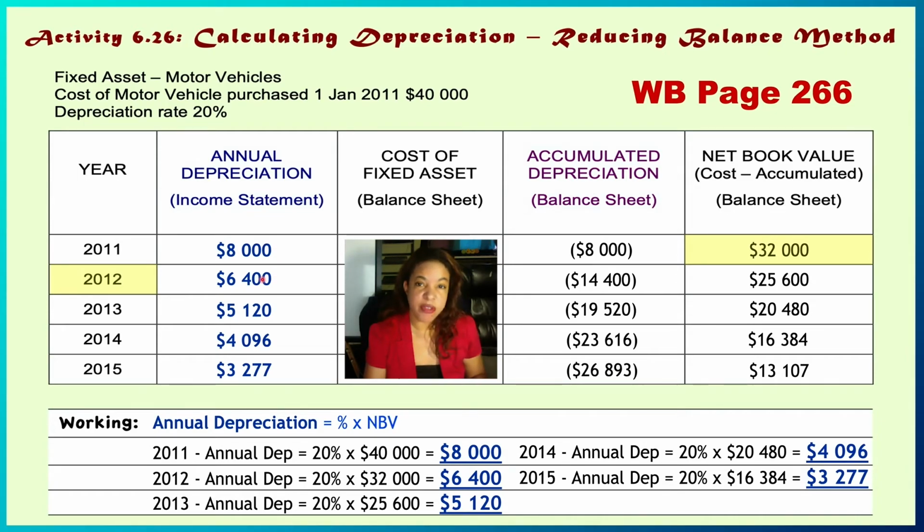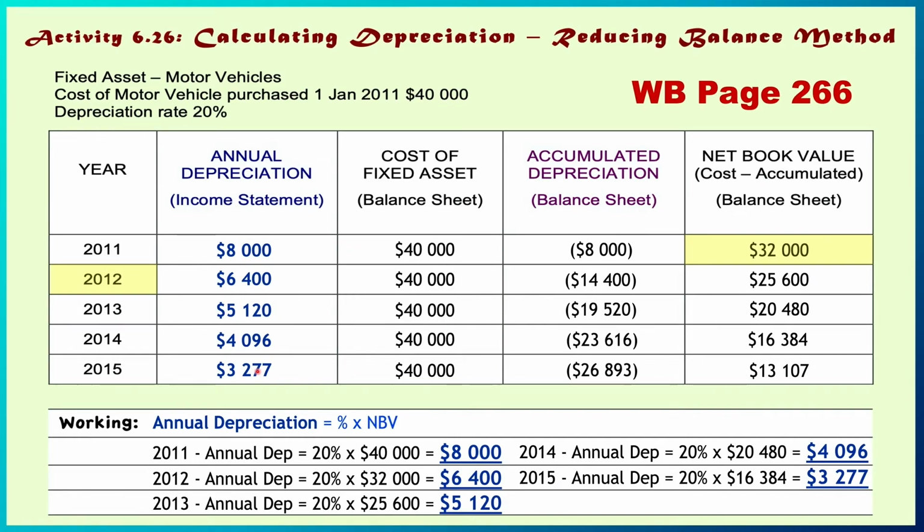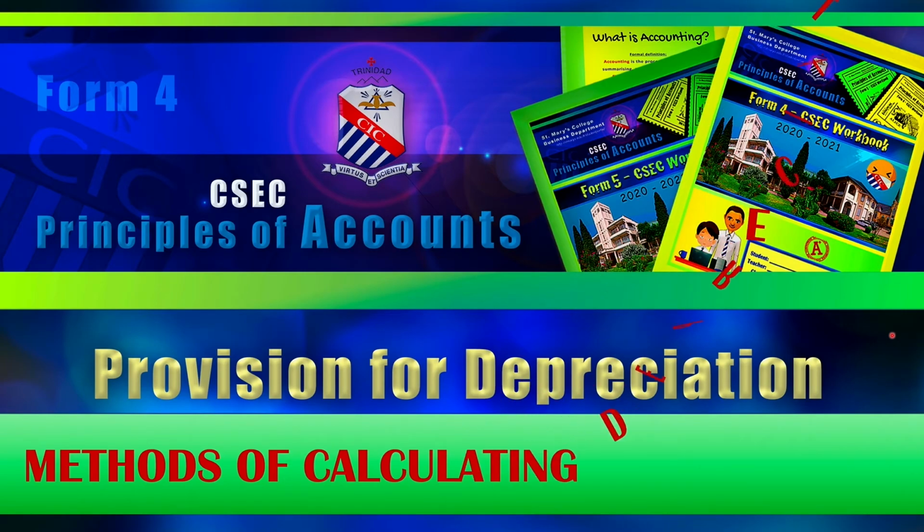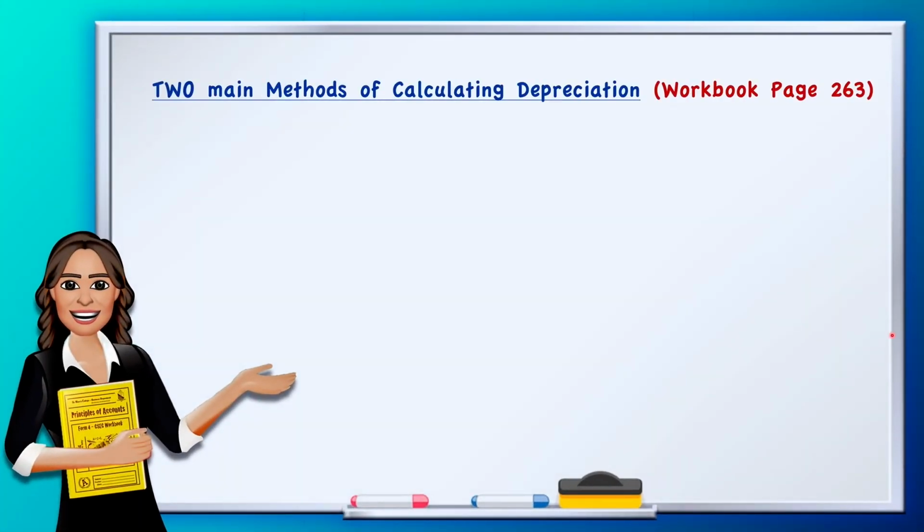Then in 2012, you did not get the 8,000, you got less because it is being used, it is depreciating in value, which means that in reality you're going to get less out of it. And then for 2013, as you continue to use it until eventually 2015, the benefits you're getting from it are not as much as they were previously. Okay, so these are basically the two methods of calculating depreciation.